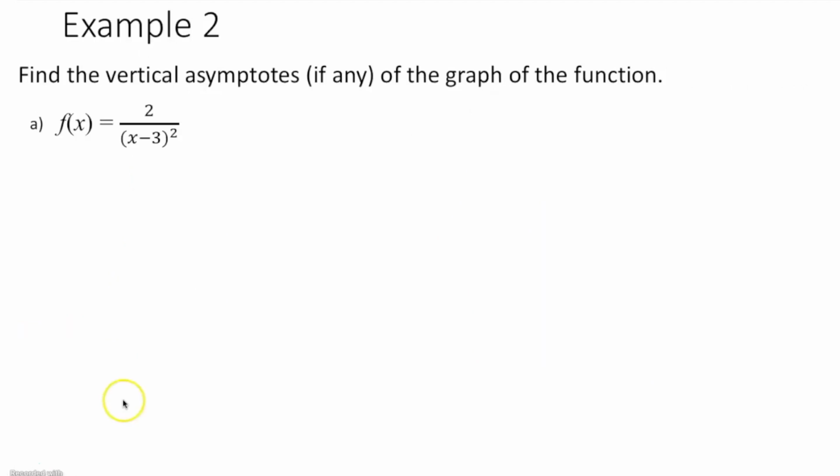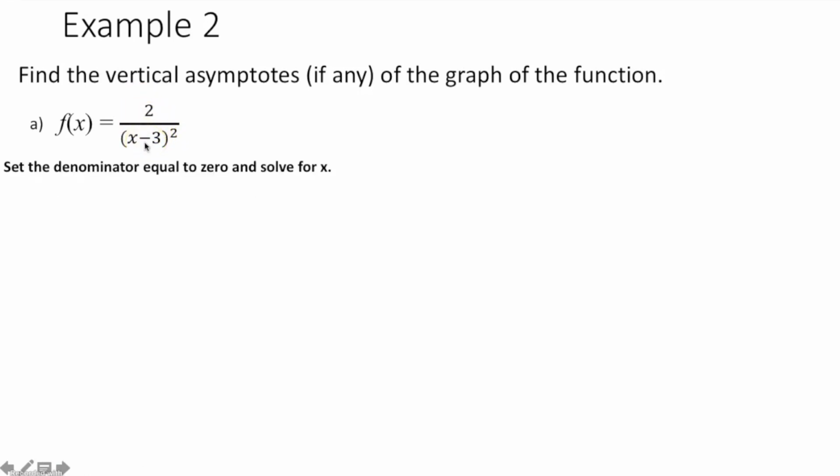Okay, example 2 says find the vertical asymptotes, if any, of the graph of the function. So if you recall from algebra 1 or algebra 2, a vertical asymptote is going to be any x value that would cause the denominator to equal 0. But first you have to check, does anything cancel out? Are there any terms or quantities that cancel out in the numerator and denominator? Because those would create holes rather than asymptotes. So here nothing cancels out.